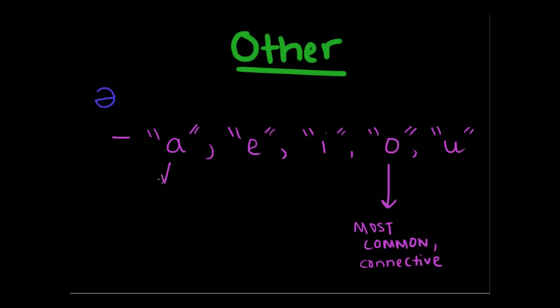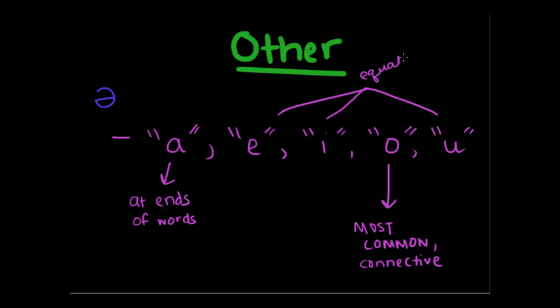A is very good at ends of words. A lot of words end in that schwa, and in most languages that's going to be spelled with an A at the end. But E, I, and U are equally viable. They're good choices. E, I, U, they're equally good. So how do we figure it out?